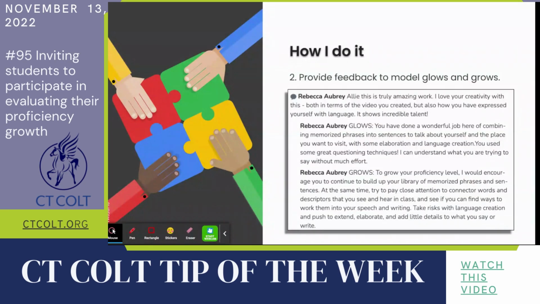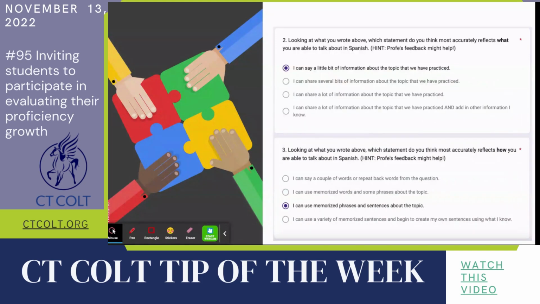So here's an example you see here with Allie. I gave her some compliments on using the memorized phrases to talk about the topic, and the fact that she was even stepping into some elaboration and trying some language creation, doing some questioning techniques. Then I offered Allie some strategies for how she can continue to grow her proficiency by continuing to work in that zone so she can do it across levels, across topics, but also encouraging her to continue to take risks with language creation.